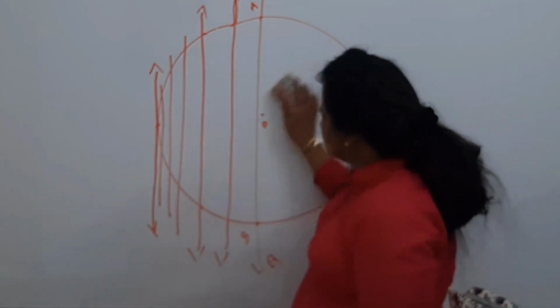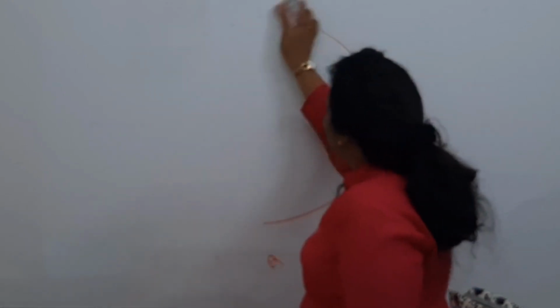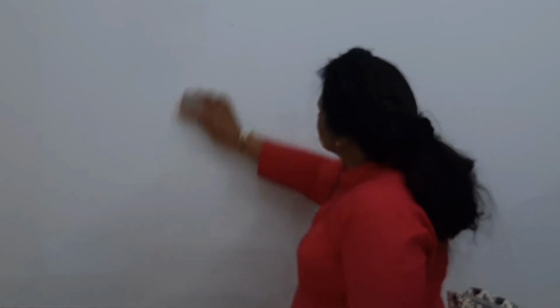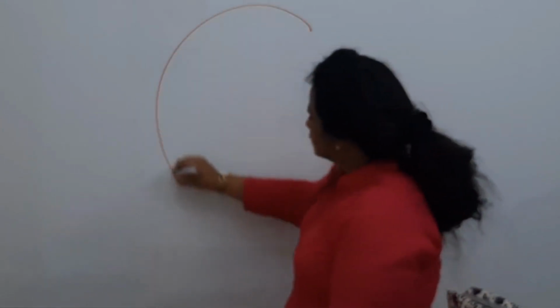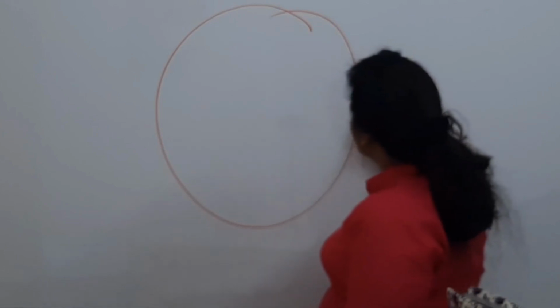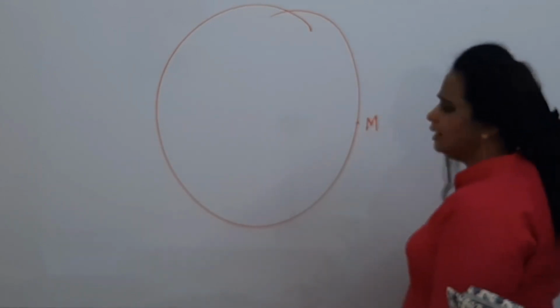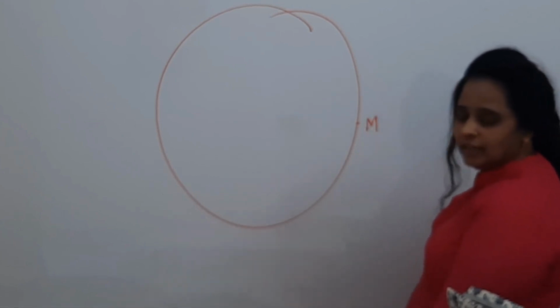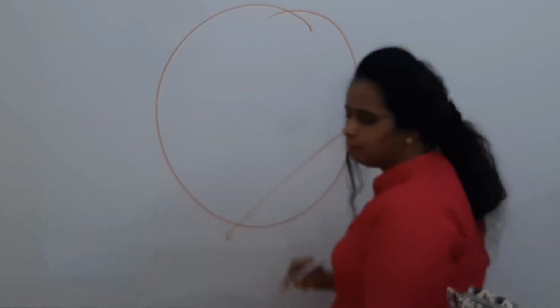I told you that through a single point we can draw only one tangent. So is there any possibility that there would be more than one tangent through a point? We'll check it out. So draw a circle and mark the point. Since I told you M is the point of contact, I named this point M itself. And I start drawing the line through this M.